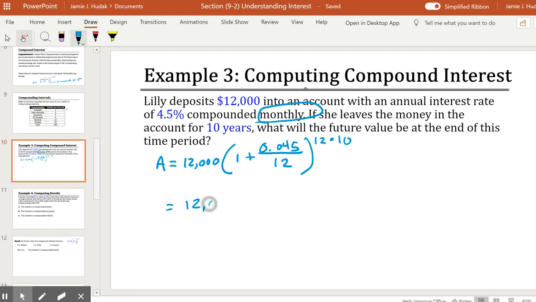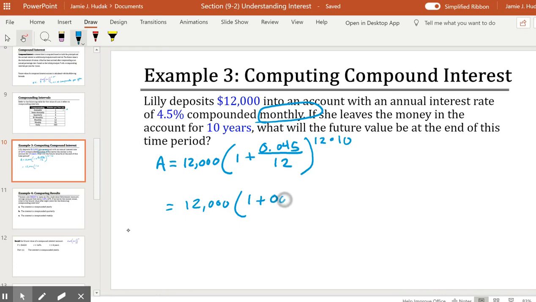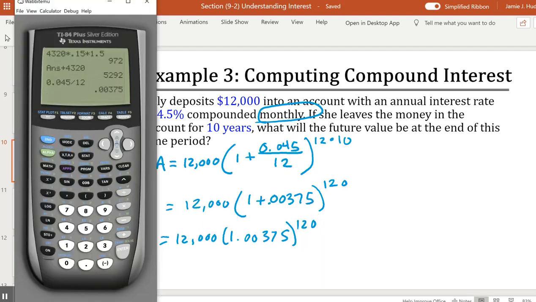So we have 12,000 times 1 plus, I'm going to simplify this, 0.045 divided by 12. So this is 0.00375, raised to the 120. So it equals 12,000 times 1.00375 raised to the 120. We will type this into our calculator.